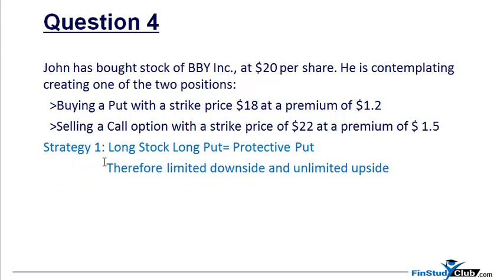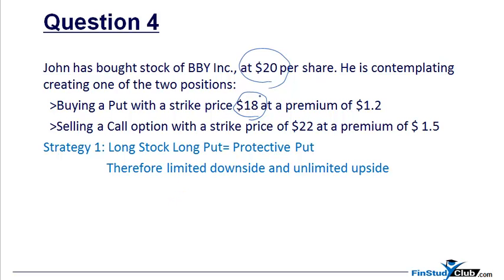So strategy 1, John has the stock, so he's gone long stock and he's gone long put. That's a protective put, and we all understand that a protective put strategy would result in limited downsides and unlimited upsides. So without really graphically trying to plot it, let's see. John has gone long at $20 per share. Alright, now if he buys the put with the strike price $18, that means he's protected for any price decline that would happen below $18.